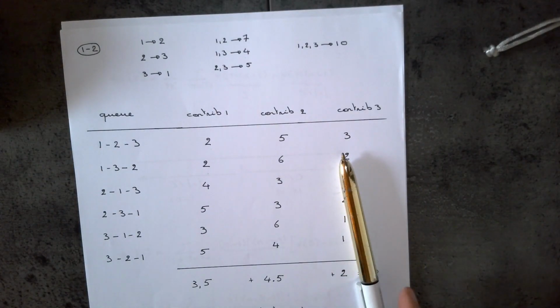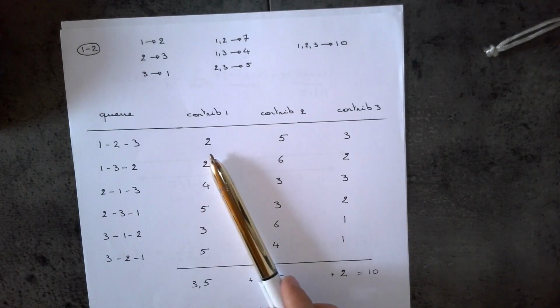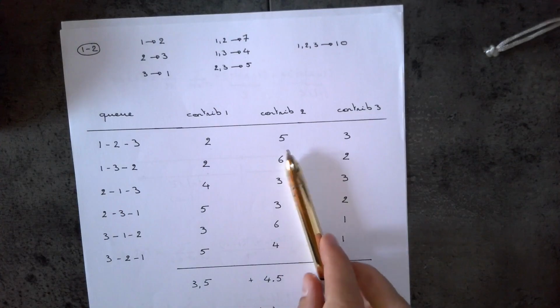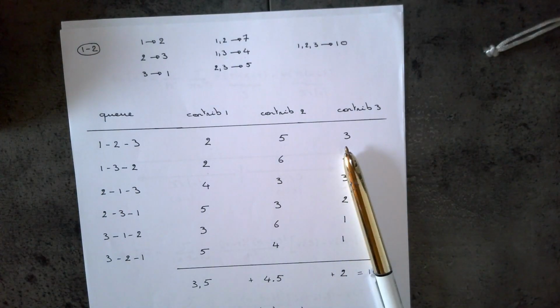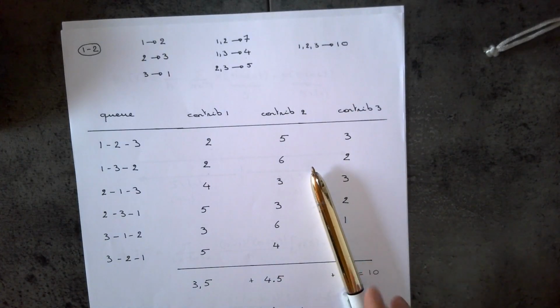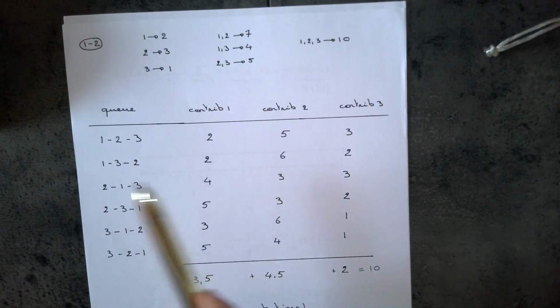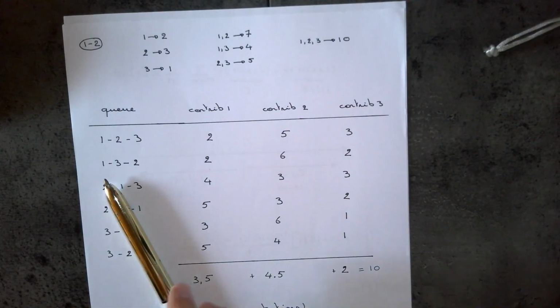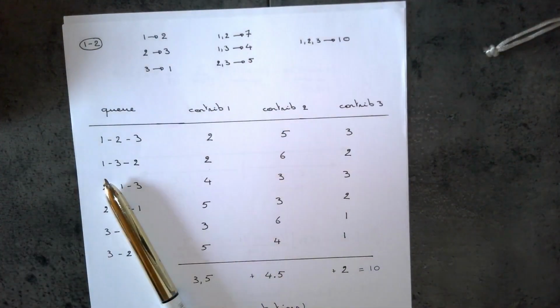So one possible division could be that player 1 gets 2. His marginal contribution of 2, player 2's is 5, and then the marginal contribution of player 3 is 3. And of course, these add up to 10. But of course, these are not the only possible ways in which the coalitions can get together.